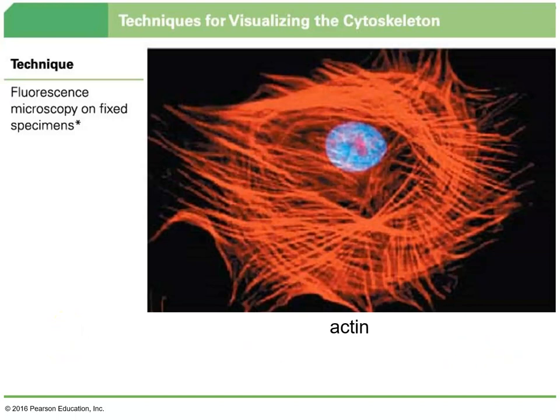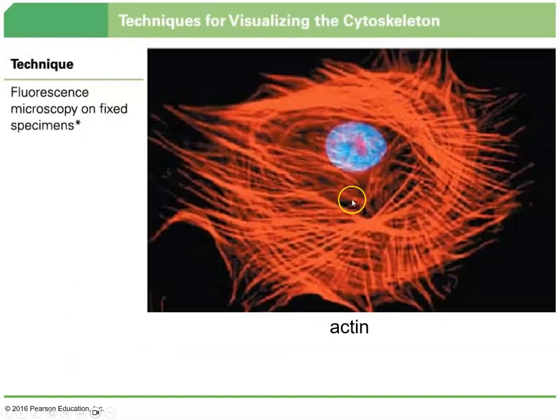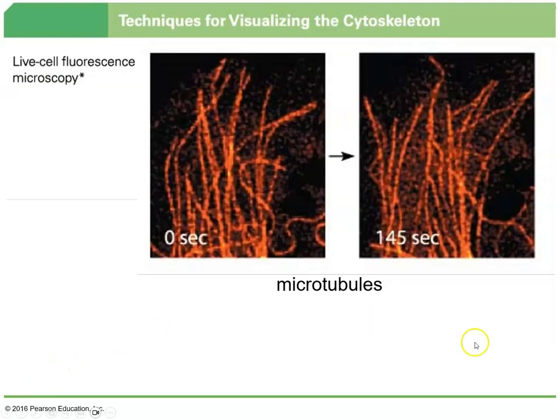So remember that we have different proteins, and we know what those proteins are made up of, so we can generate antibodies against these different types of filaments or microfilaments or microtubules, and then we're able to visualize those within the cell, typically using fluorescence microscopy. This is an example of actin. We have an anti-actin antibody and a red fluorophore, so that we're able to see those actin bundles within this cell.